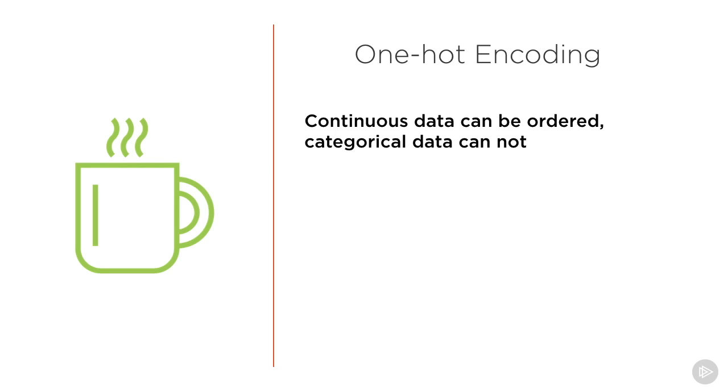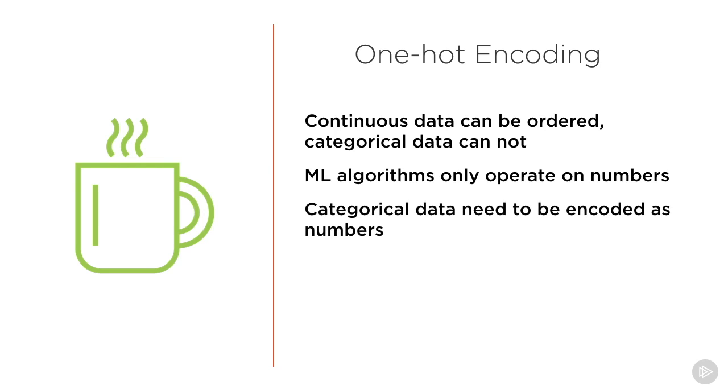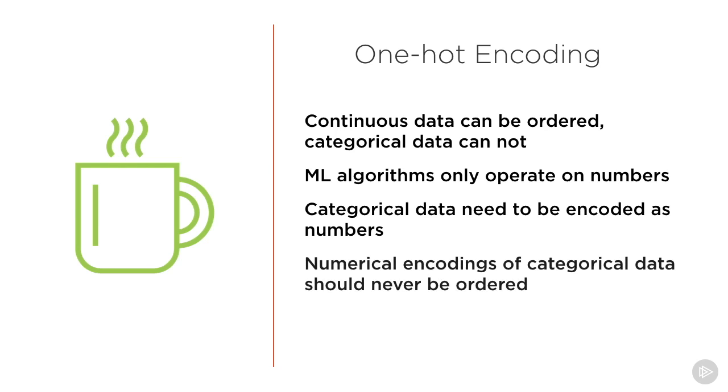Now, these discrete values need not be numeric, but ML algorithms can only work with numbers, which means that categorical data needs to be converted to a numeric form, just like text. One-hot encoding is one way in which categorical data can be represented in numeric form. Numerical encodings of categorical data should never be ordered.